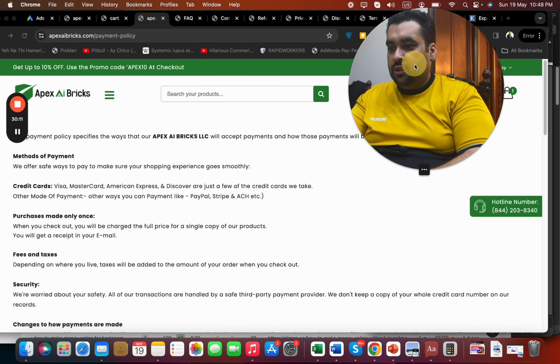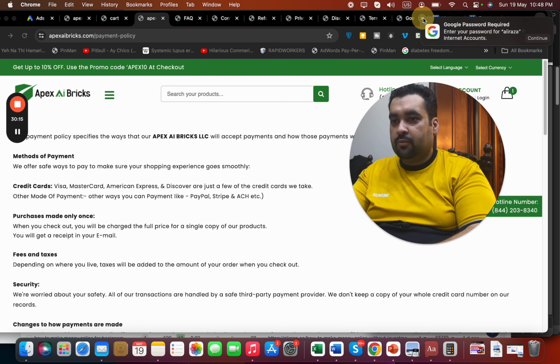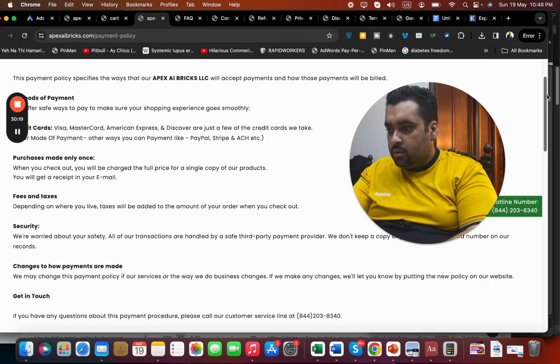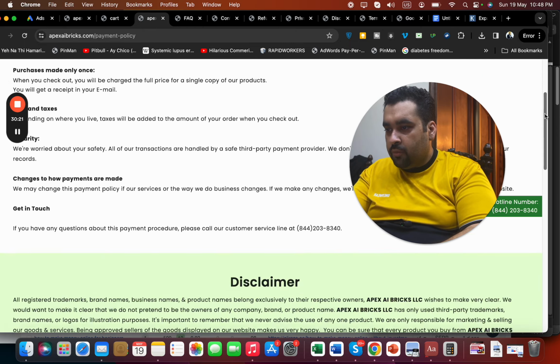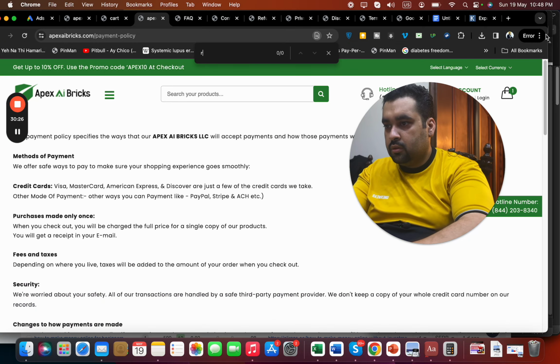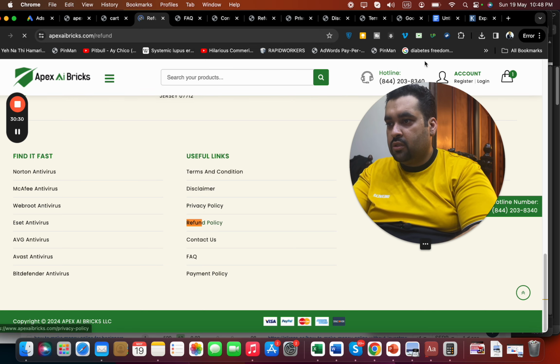So the payment policy page. Okay, I don't need to worry about my email account password, that is my personal thing. You need to mention your refund policy. Okay, it's a payment page. So let me move to the refund policy page to see.